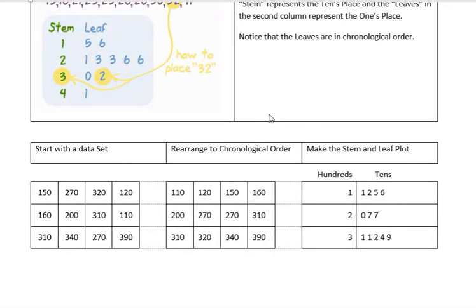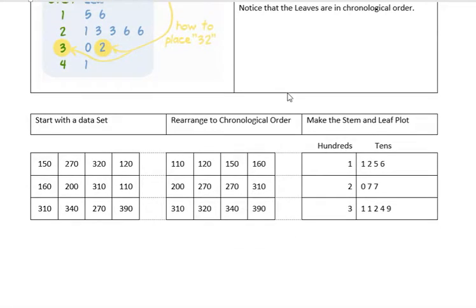So another example here is, in the steps, you start with a data set, which I have right here. It helps to rearrange those into chronological order before you start because it's going to make it easier. What we can see here is that our largest digit is in the hundreds place. So our hundreds is our largest value. So in this case, our stem is the hundreds. And we have 100s, 200s, and 300s.